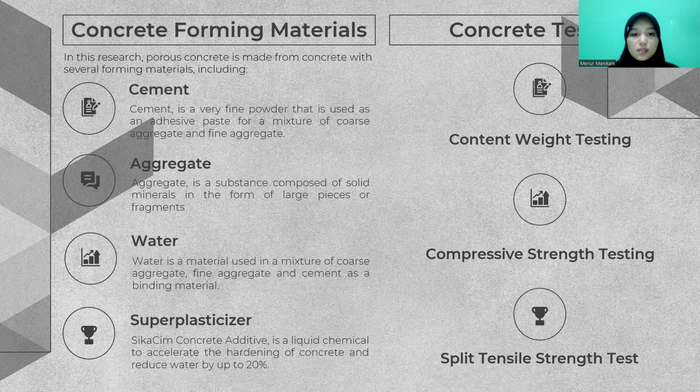And the last one is the split tensile strength test. The split tensile strength test is conducted to obtain the indirect tensile strength value of the cylindrical concrete test object, obtained from the loading results of the test object, which is placed horizontally parallel to the surface of the compressive test table.